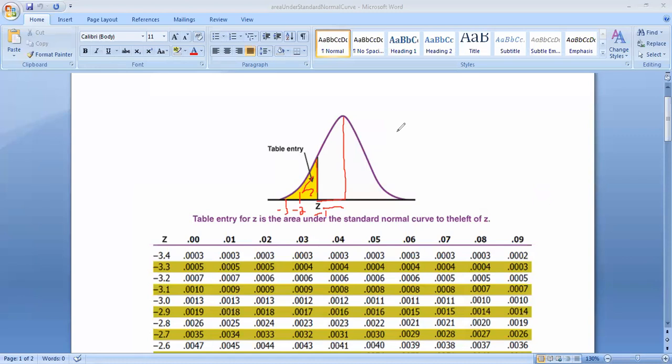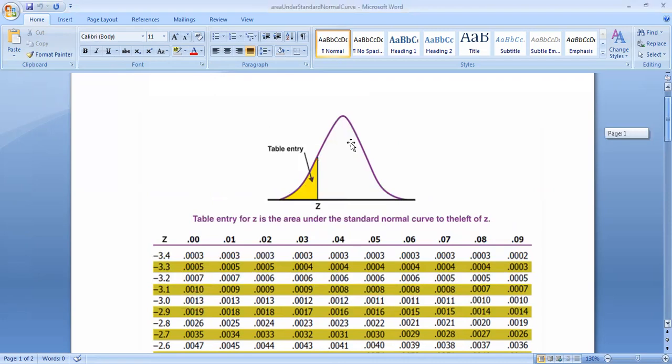Just take one example. Suppose our Z is -3, and at -3, what is the area? From the table, that area will be 0.0013. You multiply by 100, so the probability is 0.13%. It is a very low probability. Now go to Z equals -1.